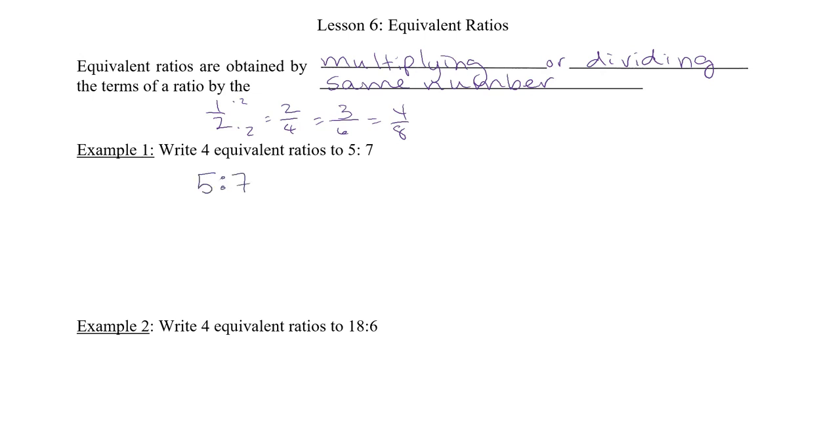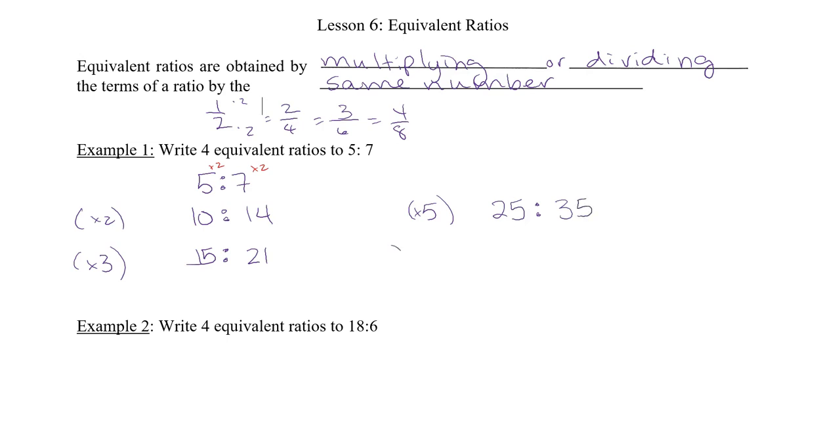So the same idea here, we're going to write 4 equivalent ratios to 5/7. So let's do times 2. So times 2, times 2. So 5 times 2 is 10, and 7 times 2 is 14. We can do times 3. So 5 times 3 would be 15, 7 times 3 is 21. Okay, I could do times 5 if I wanted. So 5 times 5 is 25, 7 times 5 is 35.